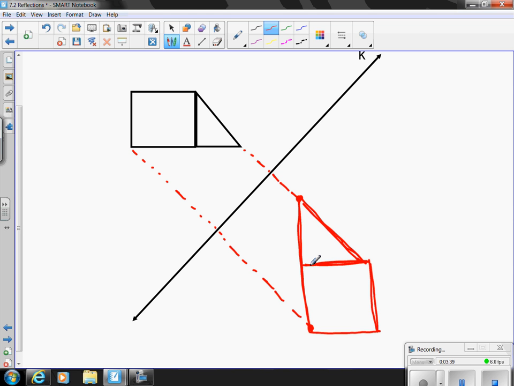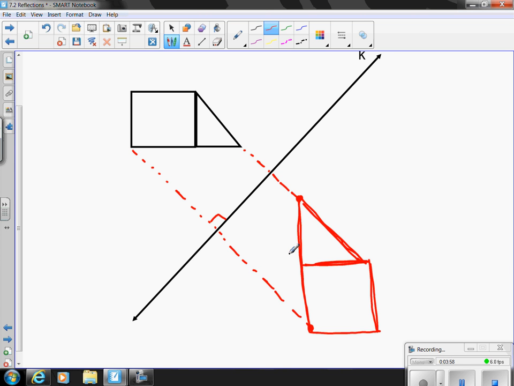If you do something like that, show a couple of these lines between your pre-image and image, and keep this at a right angle, and this length and that length about the same, I'm going to be pretty happy. It's not going to be perfect, but that's a pretty good reflection.